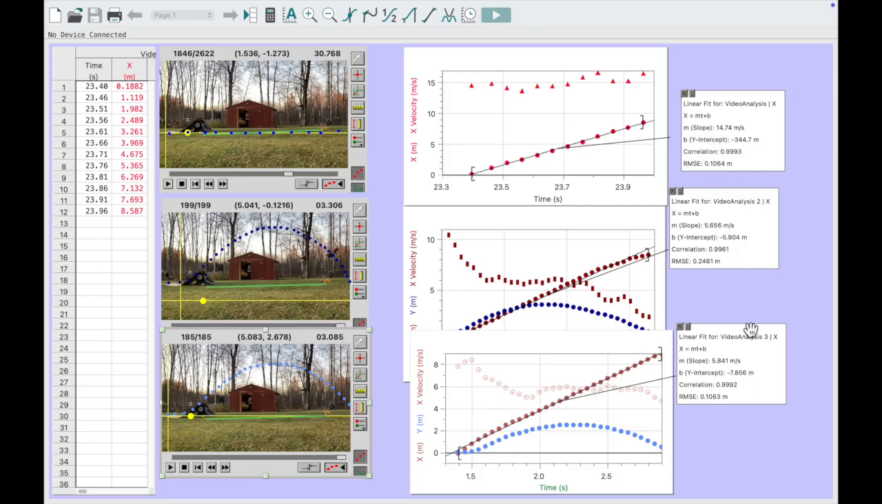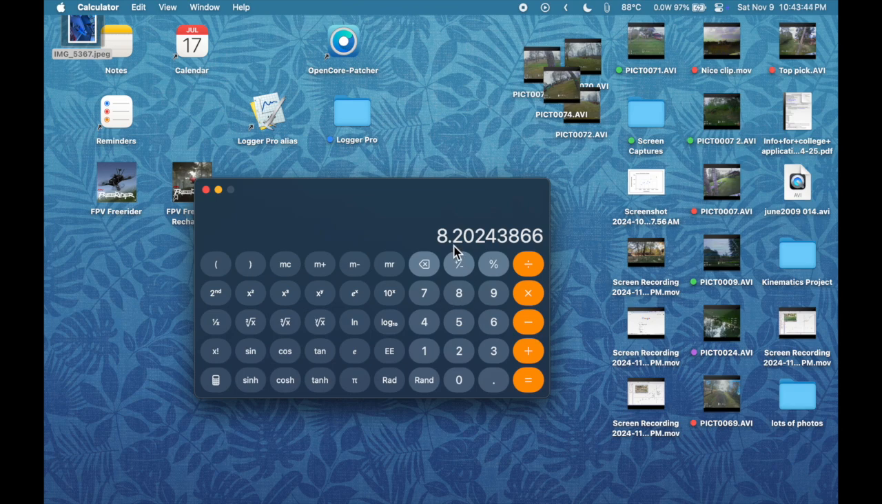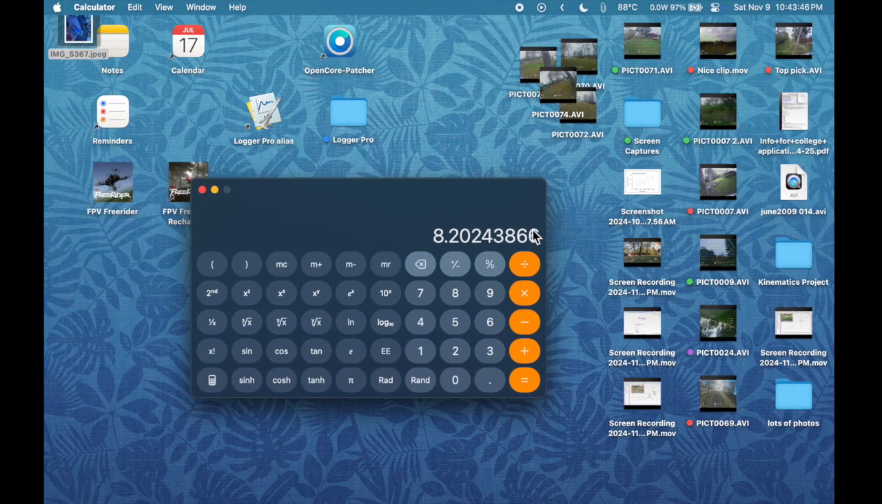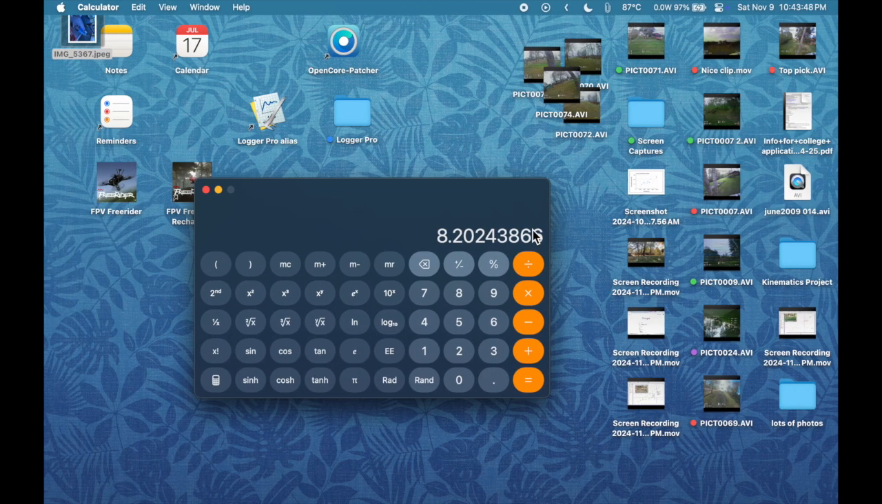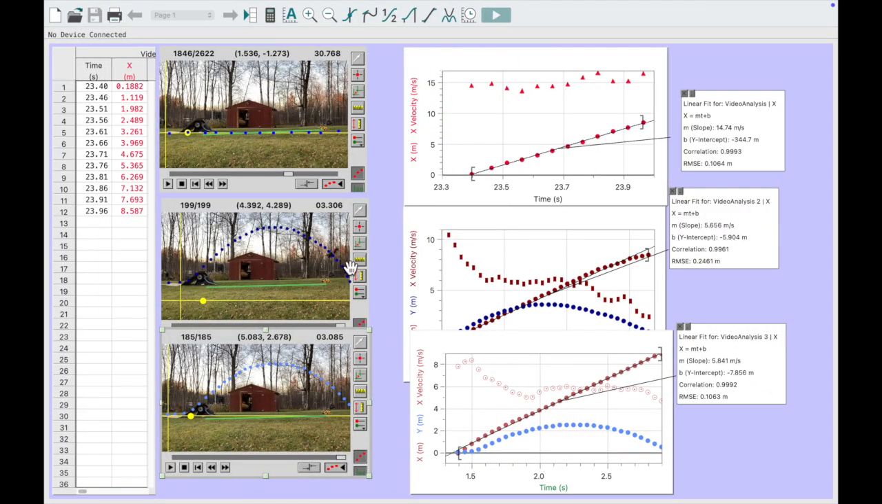I decided to take 5.8 and divide it by cosine of 45 degrees, which is the angle there, to get 8.2 meters per second, which would be our speed after hitting the ramp, but before changing and splitting into x and y.